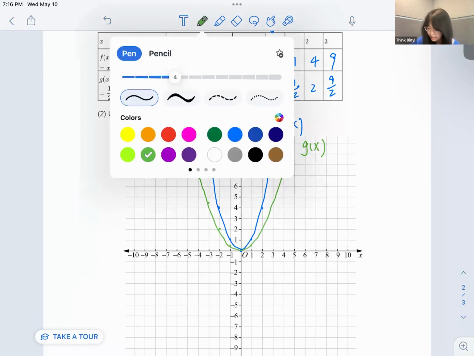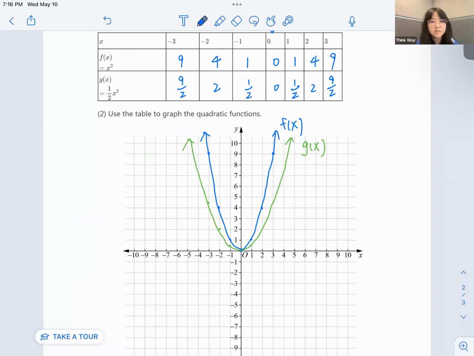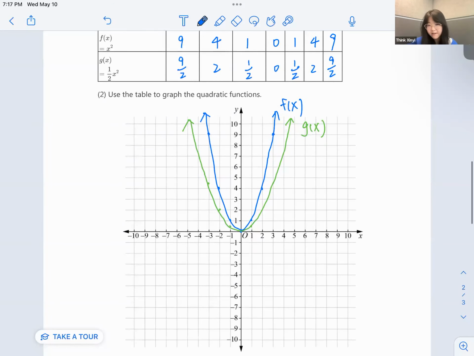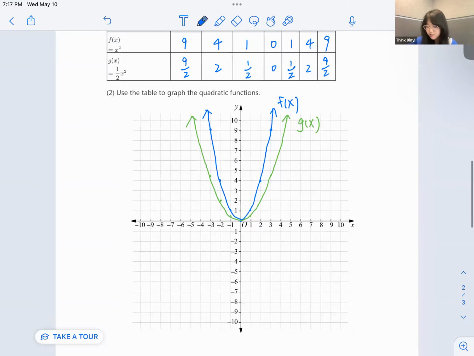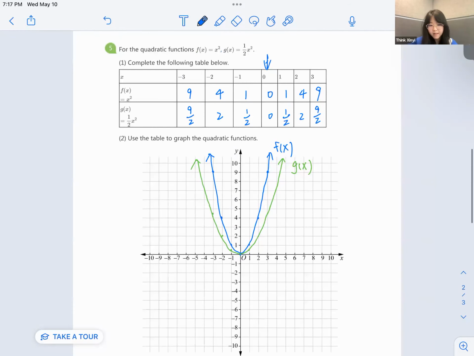Okay, so we can see from the graph that g(x) is a vertical shrink of f(x) by a factor of 1/2. And from g(x) to f(x), it's a vertical stretch by a factor of 2, right? So that's why when they have the same x value, the y value of g(x) is only half of f(x). Okay, so that's for the graphing. And I hope through this question, you got a better understanding of vertical stretches and shrinks, okay?